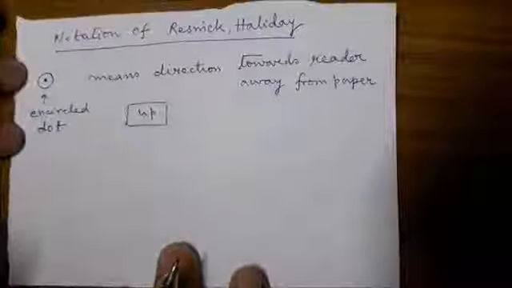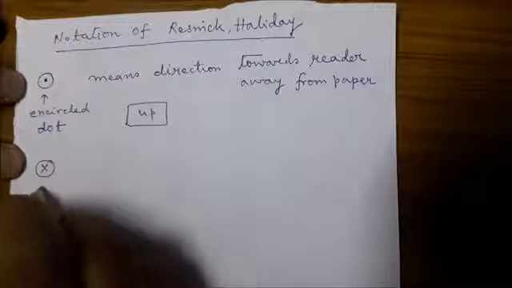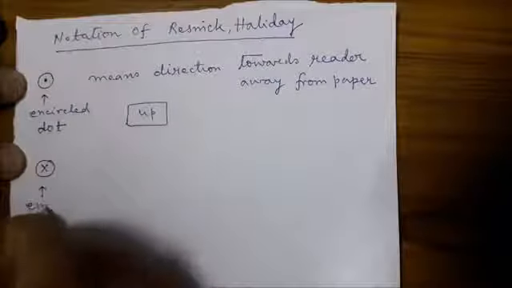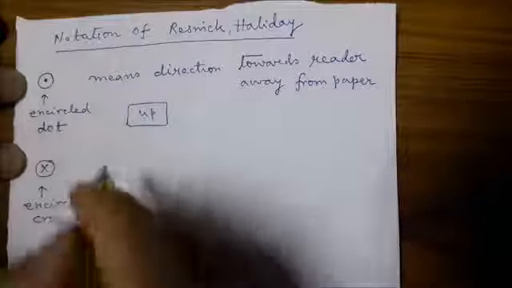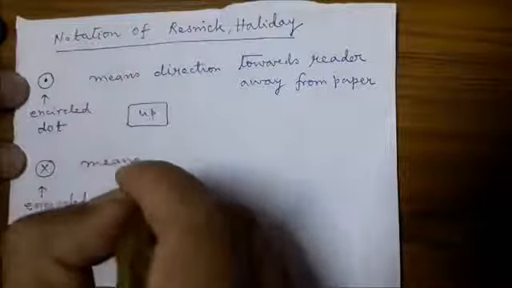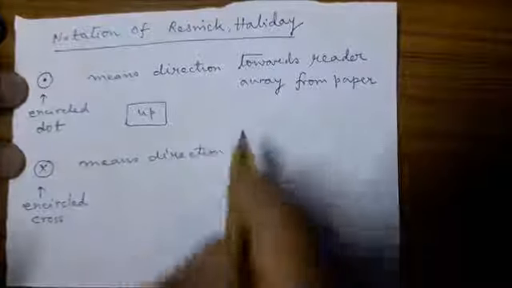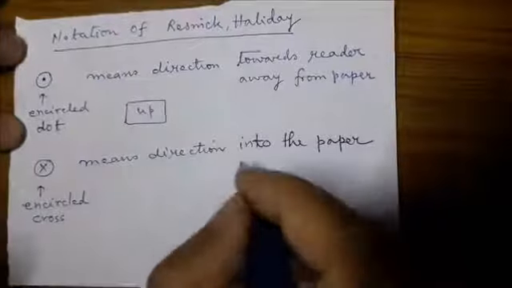Another notation of Resnick Halliday is an encircled cross. So a cross sitting within a circle. This means a direction into the paper. In other words, it's a direction away from the reader. So it is a downward direction.